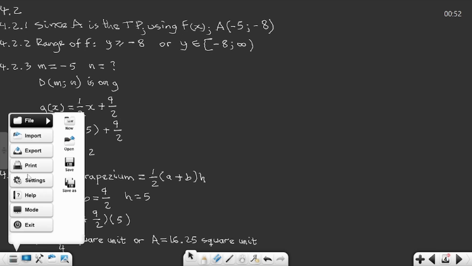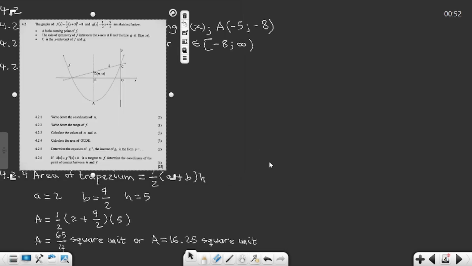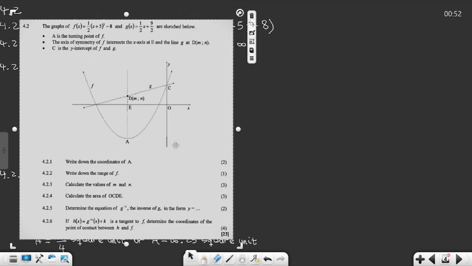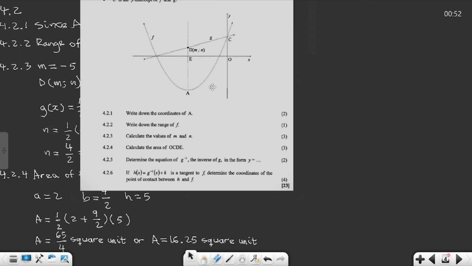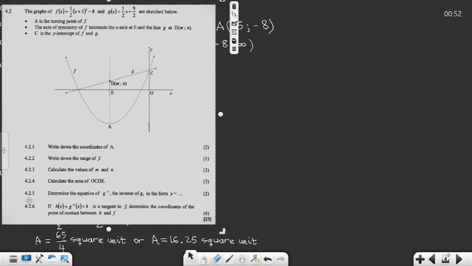Okay, let me get the question. Okay, this is the question. Now it's question 4.2.5. Determine the equation of g to the power of -1, which is the inverse of g, in the form y is equal to. So you need to determine the inverse of g in the form y is equal to.